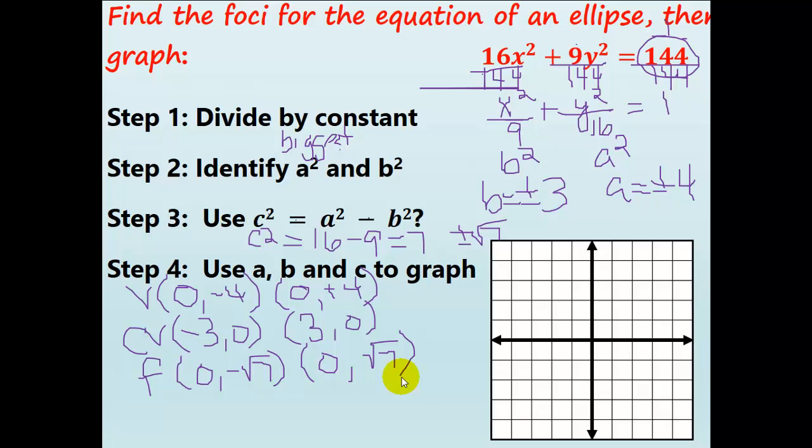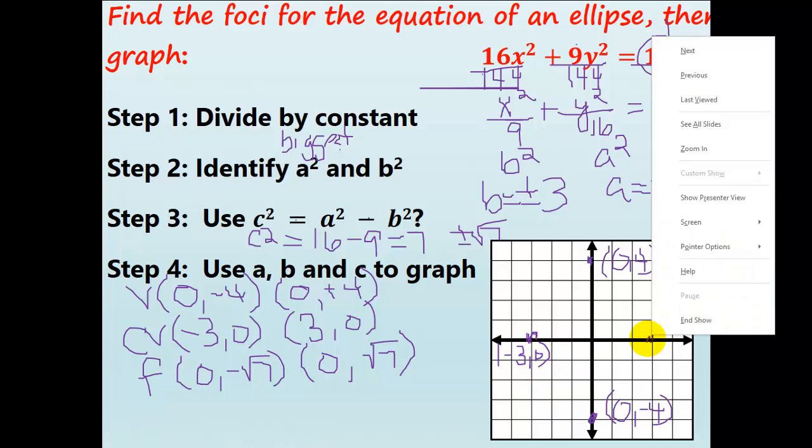All right, so I'm going to graph these. So here's my vertex, 0, 4. Here's my other vertex, 0, negative 4. My co-vertex is negative 3, 0. My other co-vertex is 3, 0.